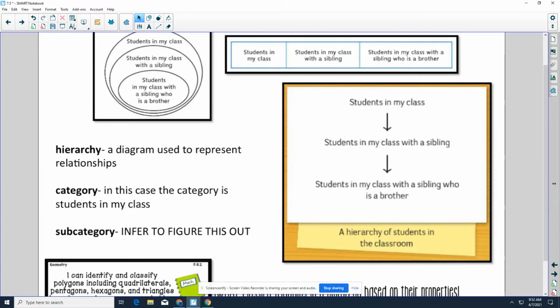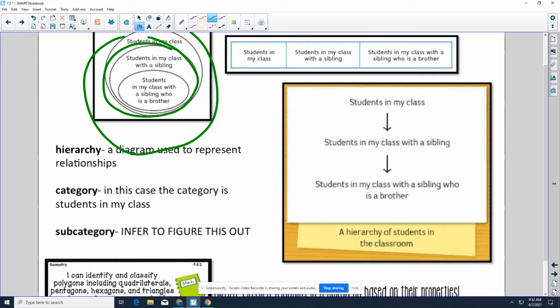Okay, and so you can see the visual here. We start with a big circle, students in the class, and then it gets narrowed down because not every student has a sibling. And then we narrow it down even more because maybe half of the people or so have a brother. You can see they also organized it this way.